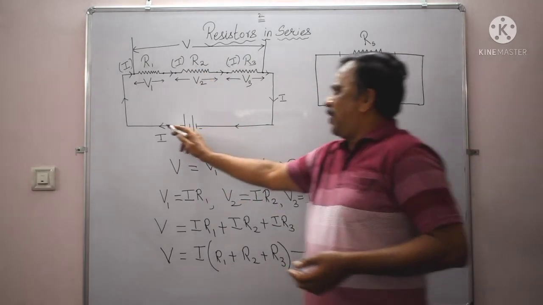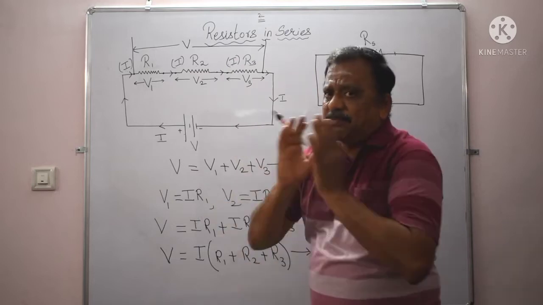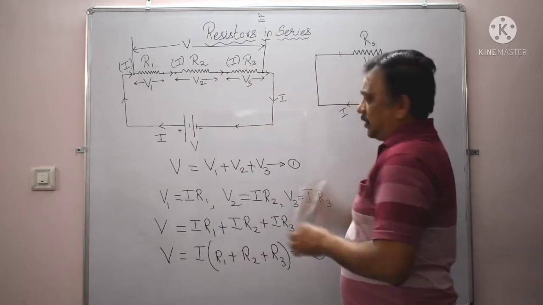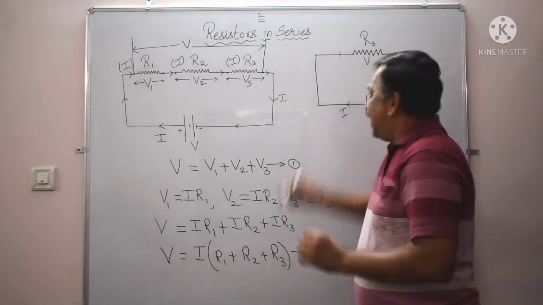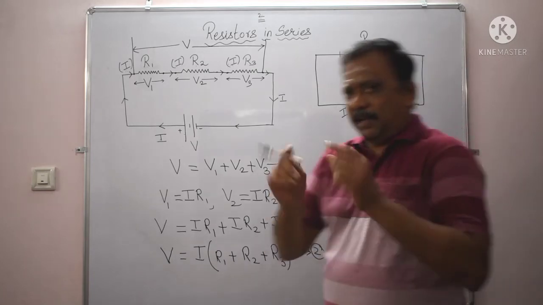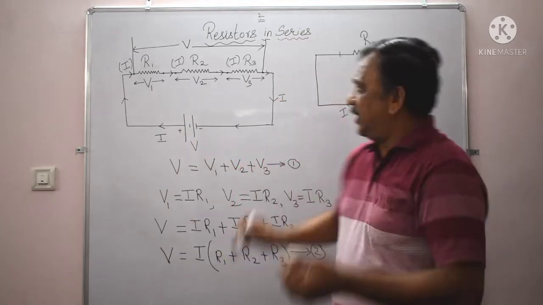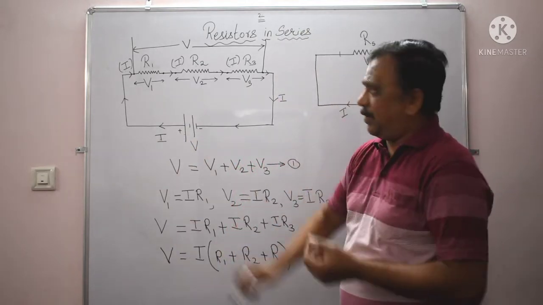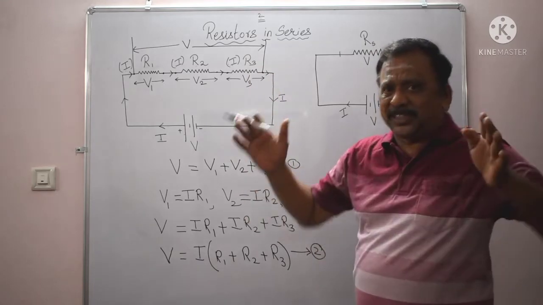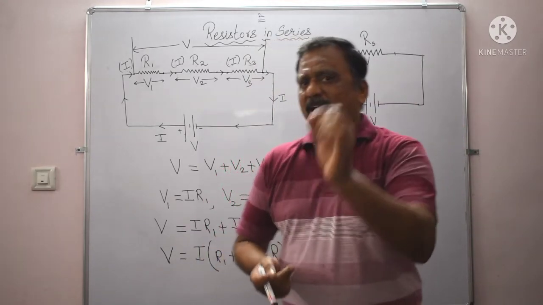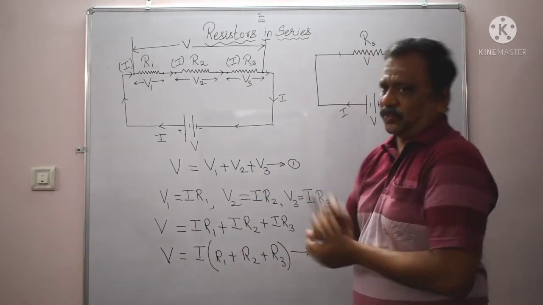The current supplied by the battery is allowed to flow by R1, R2, R3. This resistor must do that single-handedly. Only then will I be able to call this the effective resistance of R1, R2, R3. That is, this effective resistance must do the job that R1, R2, R3 do together, single-handedly. Only then can I call it an effective resistance.